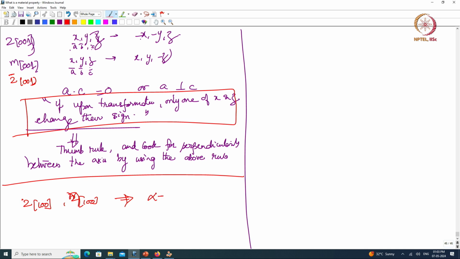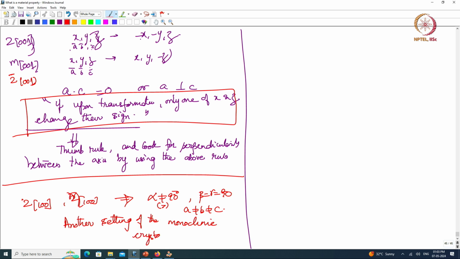So, here alpha will not be 90 degrees, but greater than 90 degrees, but beta equal to gamma equal to 90 degrees, and A does not need to be equal to B, not equal to C. Okay. So, this is another monoclinic setting crystal system.